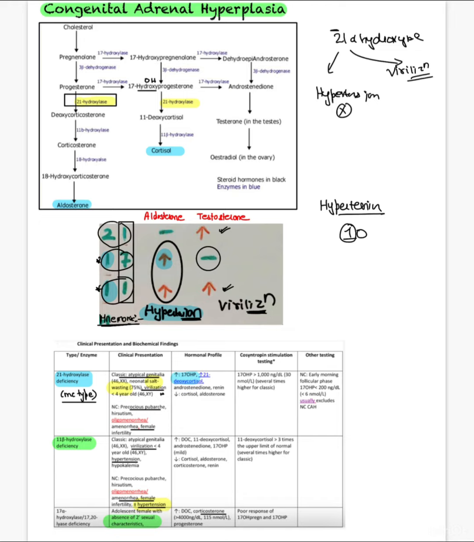Okay, guys, now let's check it out. So here you have the presence of virilization, do you see, guys? And you have no hypertension. See, 11 beta hydroxylase, so both hypertension and virilization are present. And 21 alpha hydroxylase is most common, guys. Here you have an increase in 17 hydroxyprogesterone, guys. This is again an important MCQ that you need to know. So this was about your congenital adrenal hyperplasia.